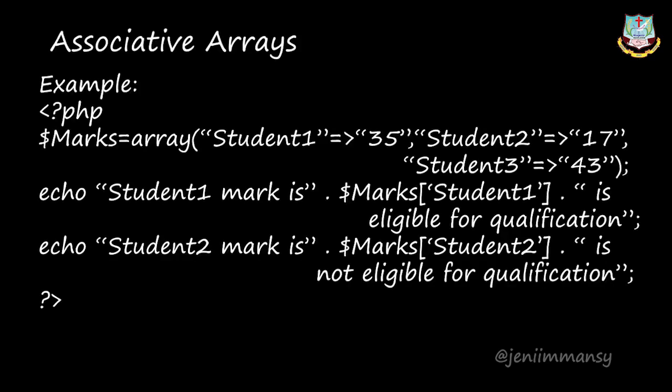In an associative array we'll have the key first. See the example for the associative array, a key value pair data structure. Here they have given $marks, equal to array of, and inside this bracket they have given the values: Student 1, 35, and Student 2, 17, with the equal-to-greater-than arrow. They have given the marks and the values inside the bracket, and the key is given in the initial position.